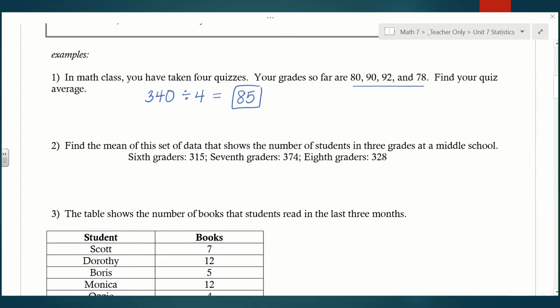Okay, number 2, find the mean of this set of data that shows the number of students in 3 grades at a middle school. So there are 315 6th graders, 374 7th graders, and 328 8th graders. So to find the mean, let's add up 315, 374, and 328. And when you're done, you should have gotten 1,017. Step 2 is to divide by how many numbers we added, which is 3. And after you divide by 3, you should get 339 is your mean or your average.